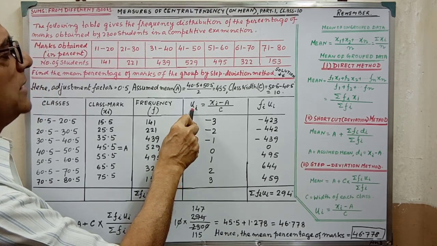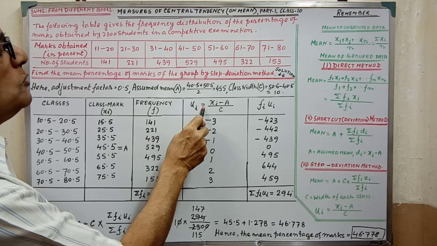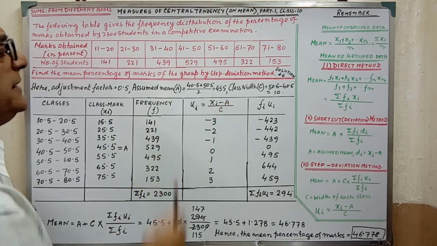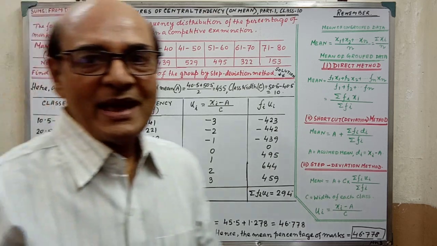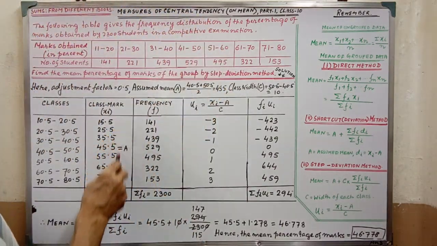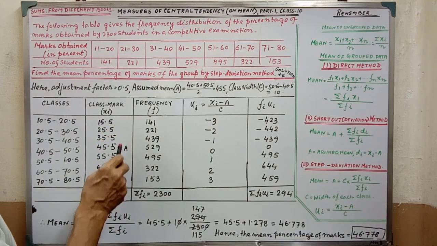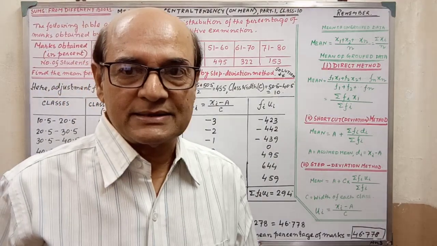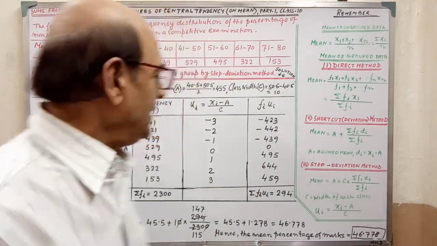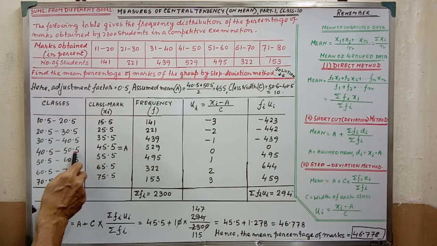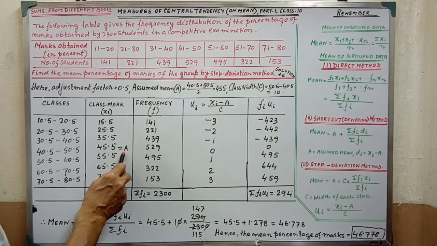Then we have to find out ui. ui, that is xi minus a over c, where a is the assumed mean. Assumed mean, we may take any one from these classes, but if we take the middle one as the assumed mean, then it will be easier for calculation. This is why we have taken this one as the assumed mean.